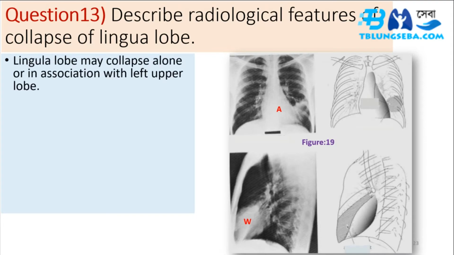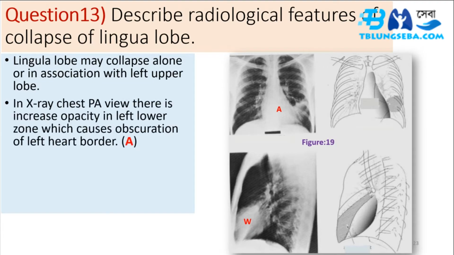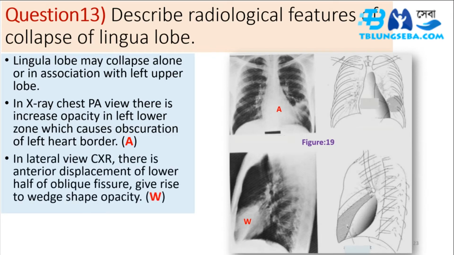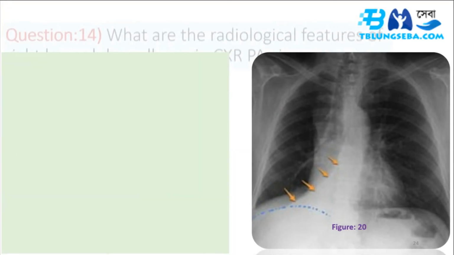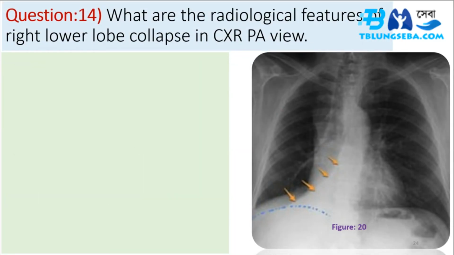Question 13. Describe radiological features of collapse of lingular lobe. Lingular lobe may collapse alone or in association with left upper lobe. In X-ray chest PA view there is increased opacity in left lower zone which causes obscuration of left heart border. In lateral view CXR, there is anterior displacement of lower half of oblique fissure, giving rise to wedge-shaped opacity.